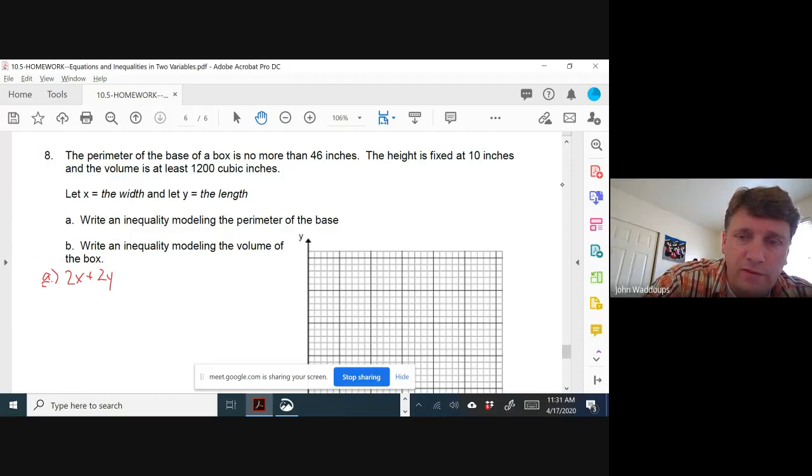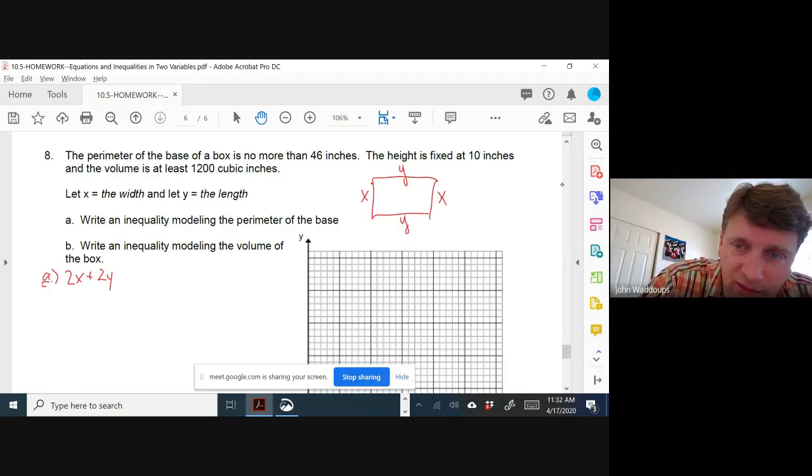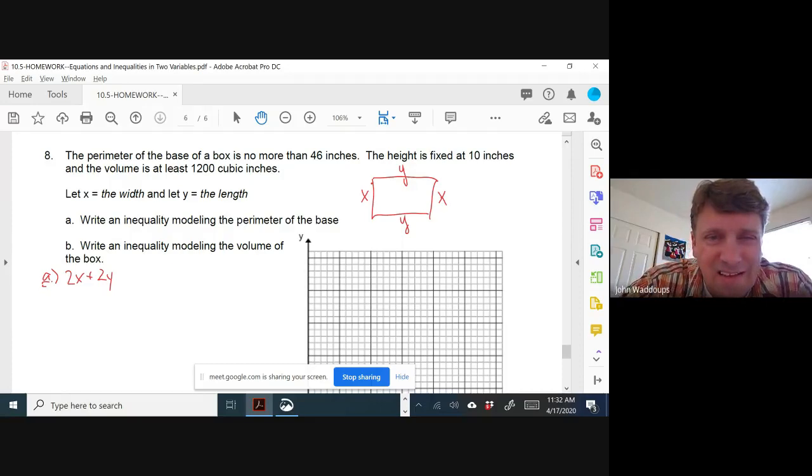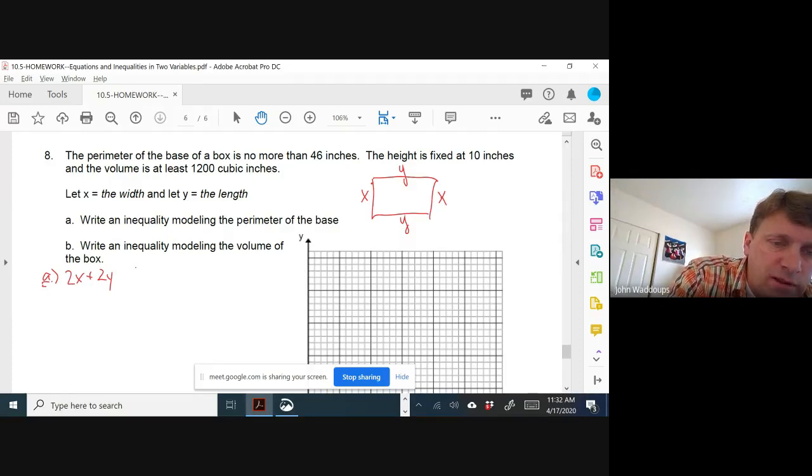If you think about it, this is x, this is x, this is y, and this is y. And so when you find the perimeter, you're adding the total lengths of the sides, so x plus y plus x plus y, which leaves us with 2x plus 2y. And to say that it's no more than 46 inches, we're going to have an inequality. But again, what is no more than?